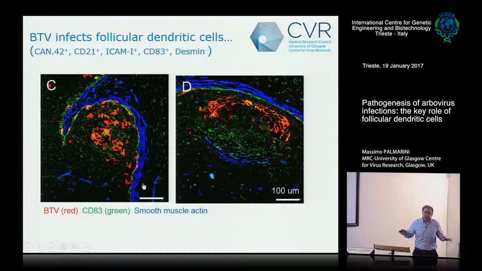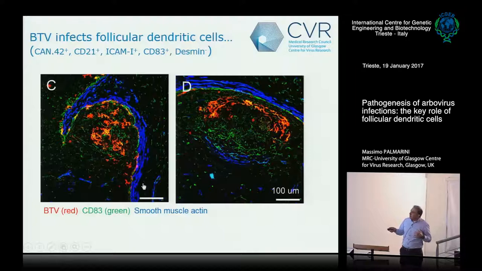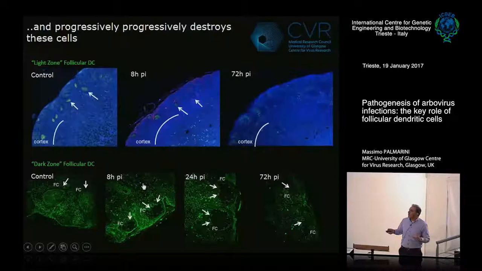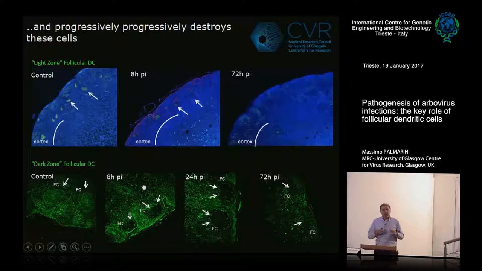Now, you can characterize their phenotype with different markers. So here in this picture, you see CD83 is one of them. BTV is in red, CD3 in green. I need to write it down because I'm colorblind, so all this confocal microscopy is always a challenge for me. The smooth muscle actin is outside, defining the follicle. Now, we not only saw that the virus was infecting follicular dendritic cells, but actually that it was destroying follicular dendritic cells very effectively.